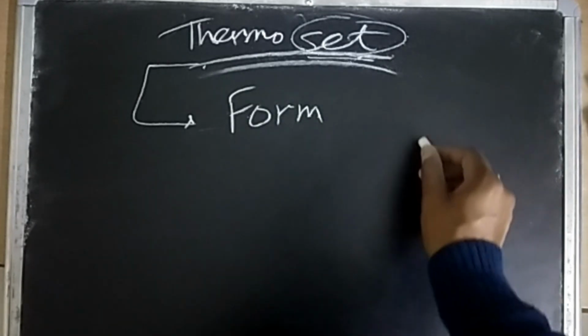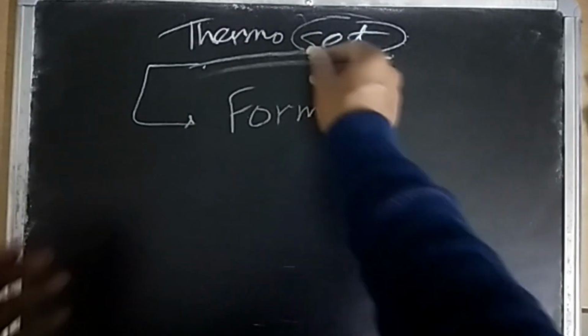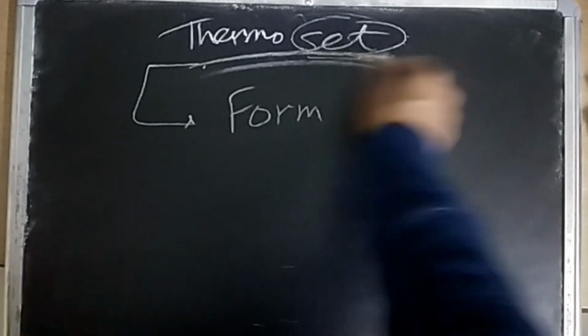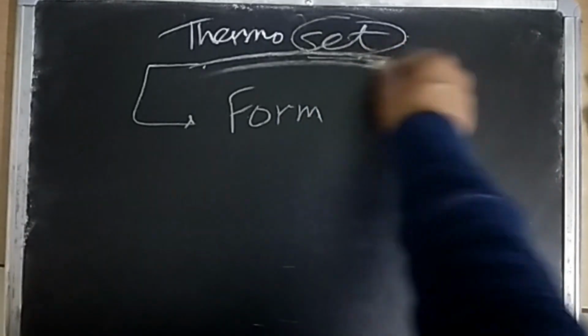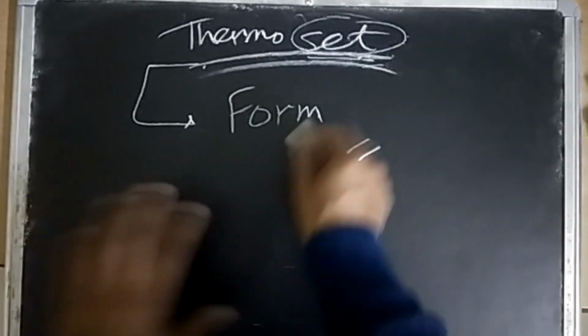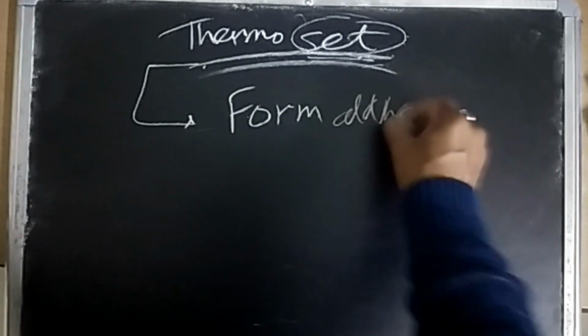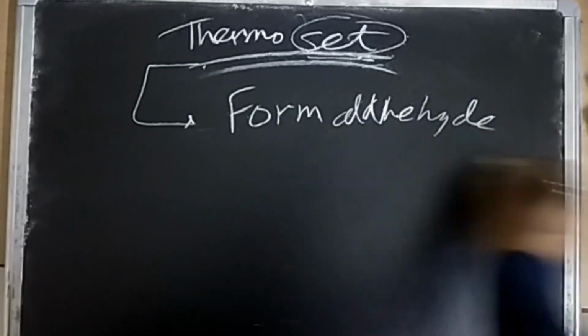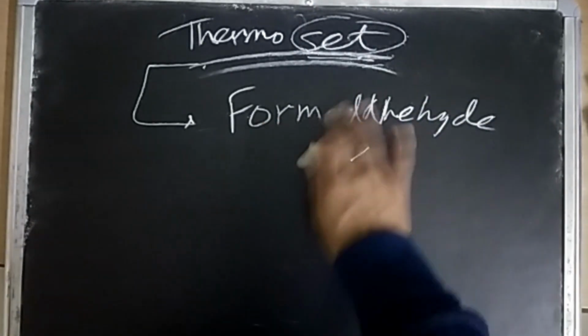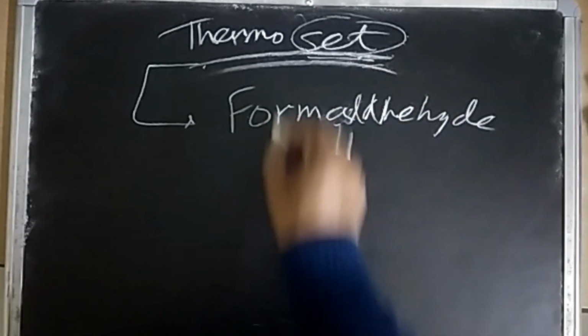Let's say this cricket player is now set, well settled. So he is in a good form. So form, this way you can remember. And formaldehyde is something mostly in thermoset.